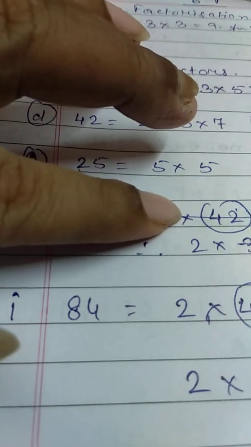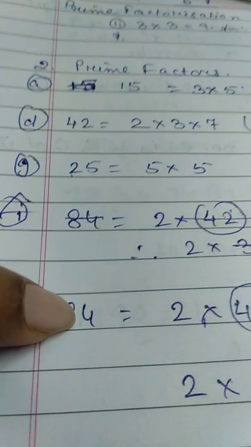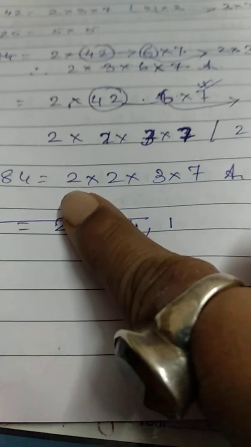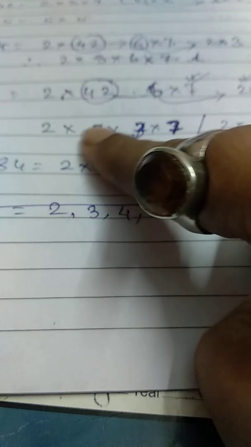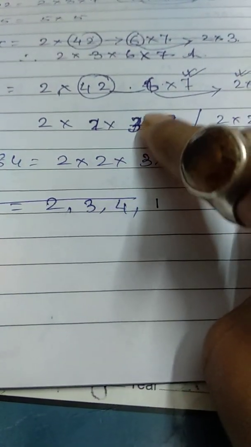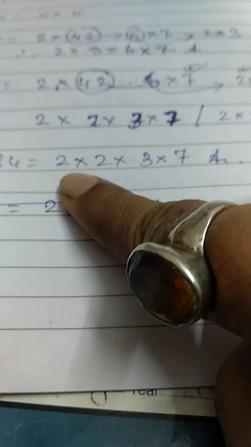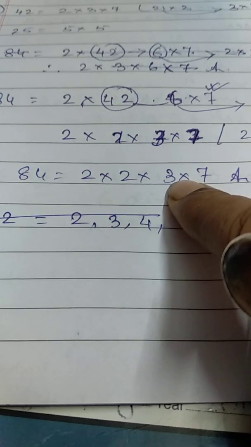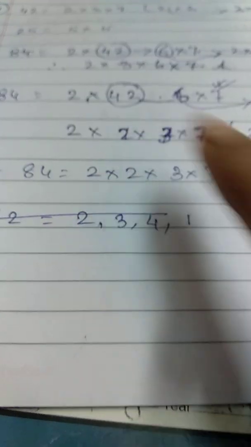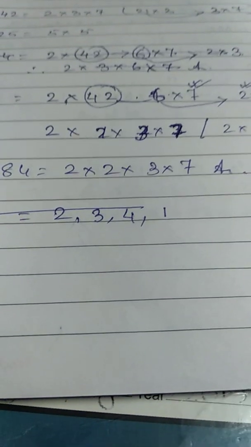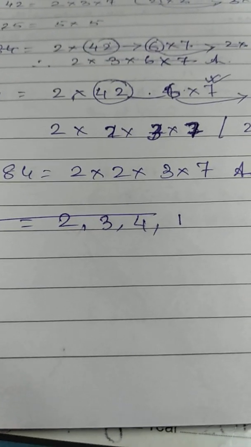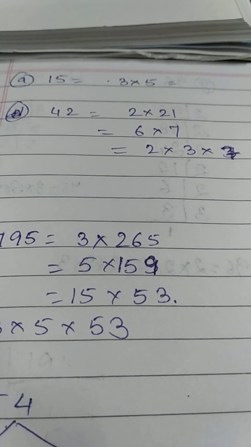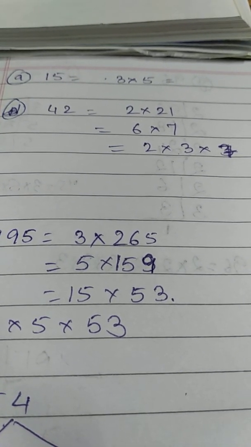So how will it work? 84 will be, let's see, 2 into 2 into 3 into 7, right? Because 2 into 42 will not work, 6 into 7 will not work. So how? 2 twos are 4, 4 threes are 12, 12 sevens are 84. All are prime numbers. See? Next, that I have done freshly for you. That was in practice.